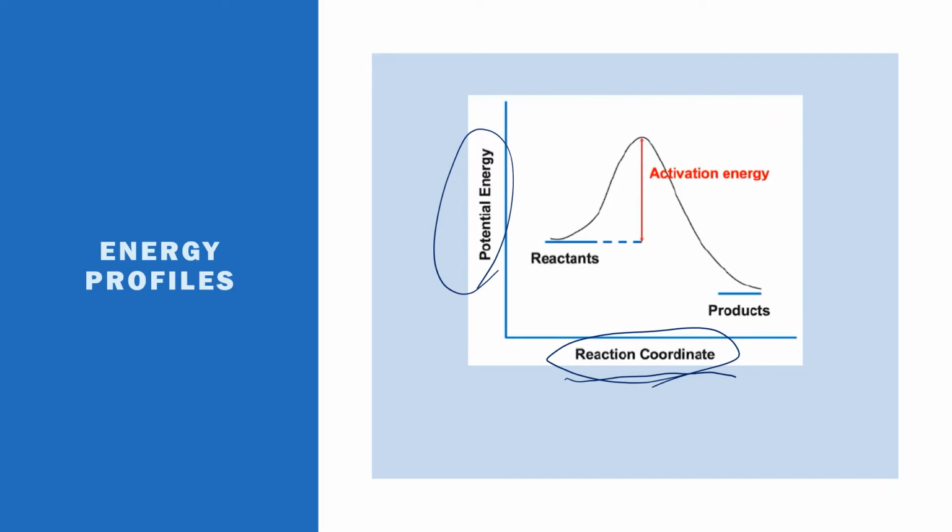But you'll always see the reactants on the left and products on the right, and then there will always be the activation energy hump. And then present at the top is either the transition state or the activated complex. It's the same thing, just two different words for it. And that is the highest energy point for the reaction.